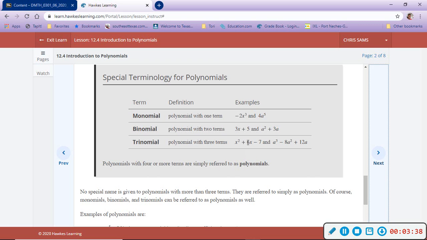Be careful not to call 6 and x individual terms. They're stuck together. When they're multiplied together, they're considered as 1. And then you have 3 terms here. So the separation with the plus and minus is what's separating the terms.